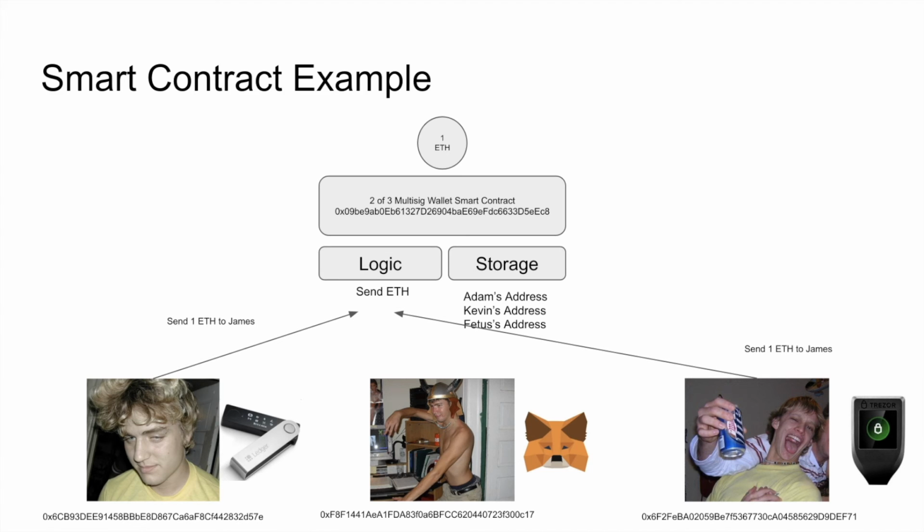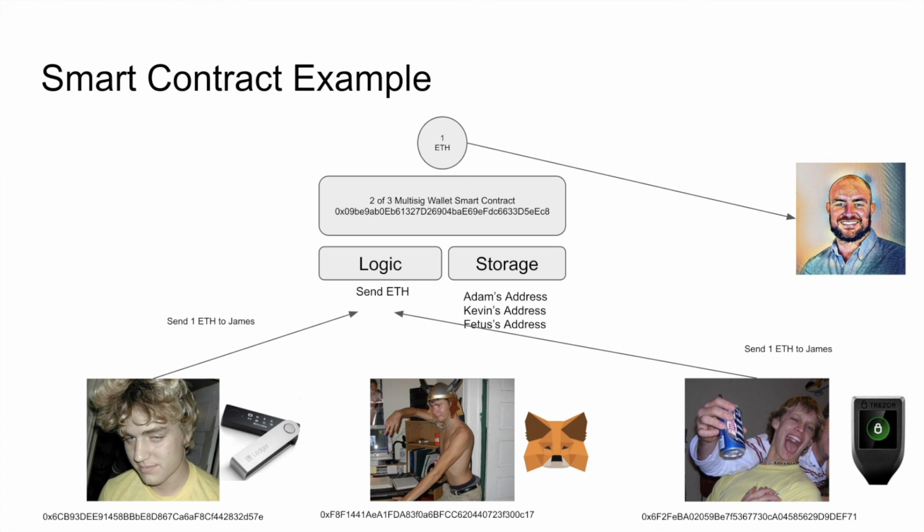Now, let's say both Fetus and Adam agree to send funds to James. They both say send one ETH to James. So they would send from their externally owned account a transaction that triggers this logic in the smart contract that says, I want to send one ETH to James, and then the other person sends, I want to send one ETH to James. The logic in that smart contract is going to say, okay, two people out of the three people agreed to send one ETH to James, and so it's actually going to send that to me, and I'm going to be happy because I have your ETH now. So that's a walkthrough of a simple smart contract example with a 2 of 3 multi-sig smart contract.